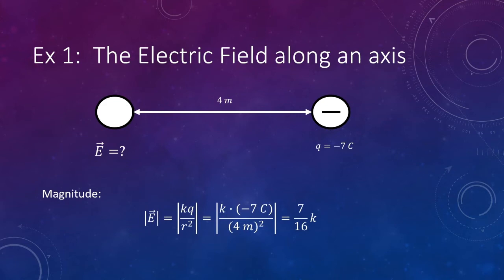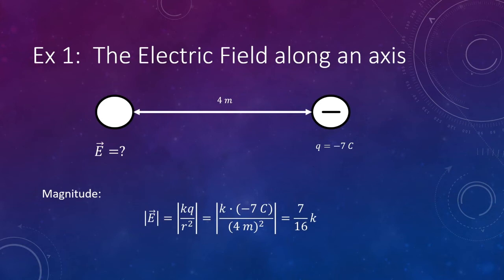So we have a 7 coulomb charge. We're looking at a distance of 4 away from it. So we have 7 over 4 squared, or 7 over 16k. And again, you can just leave things in terms of k for now. That's just a scaling constant in the end.